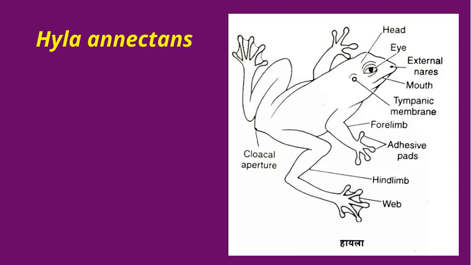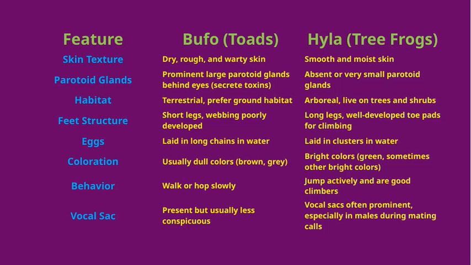for conservation efforts. Throughout this presentation, we've been exploring the diversity of amphibians and their importance, and Hyla annectans stands out as a perfect example of adaptation and ecological significance. Recognizing such species helps us appreciate the richness of biodiversity and underscores the importance of protecting their habitats. Let's take a closer look at some key differences between toads and tree frogs.